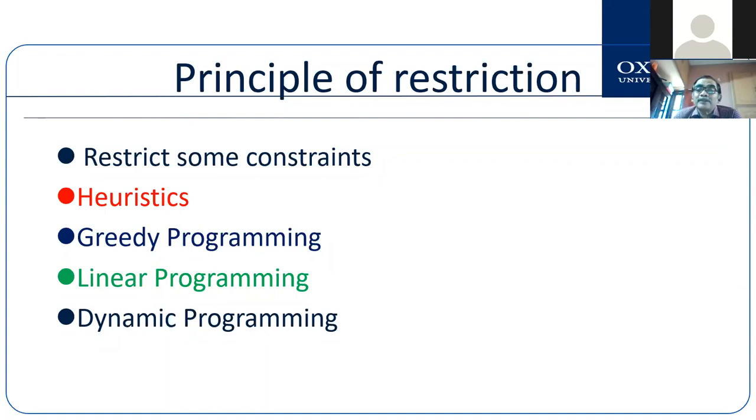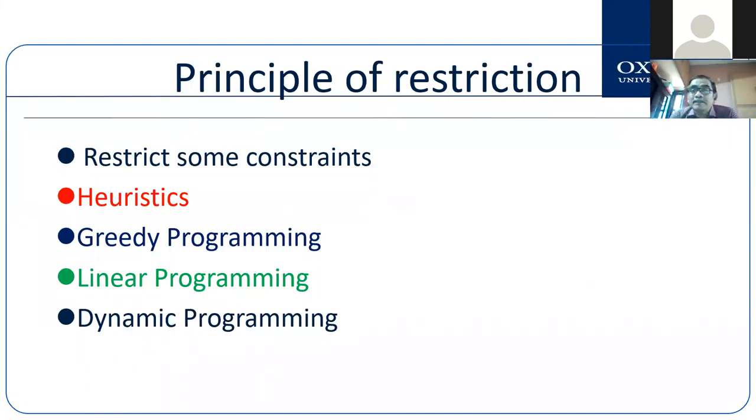So what we are trying to do is relax some of the conditions and transform that problem into another problem, an easy instance, and then address that problem using some of the known strategies and solve it. After solving that, we then try to see whether the original constraint can be brought back into the problem.